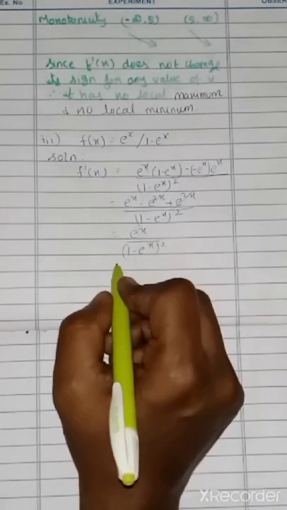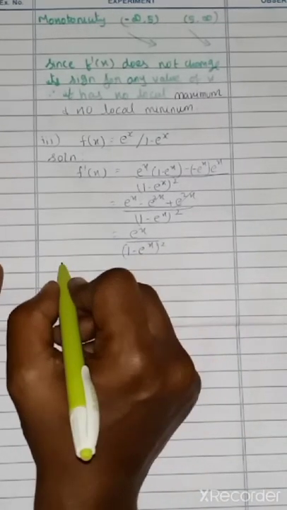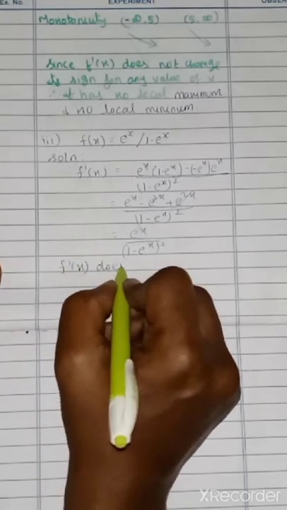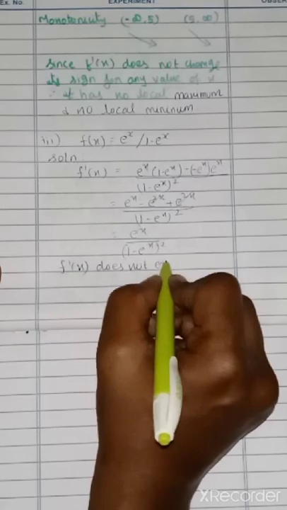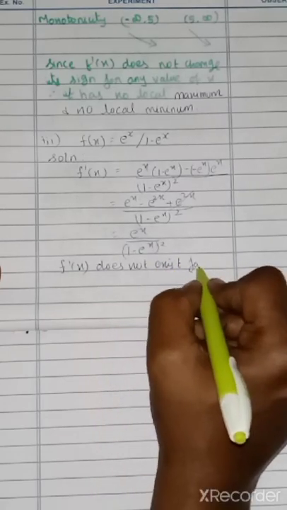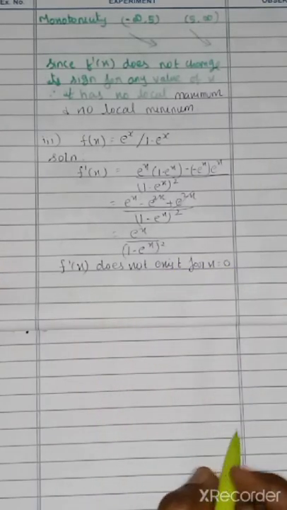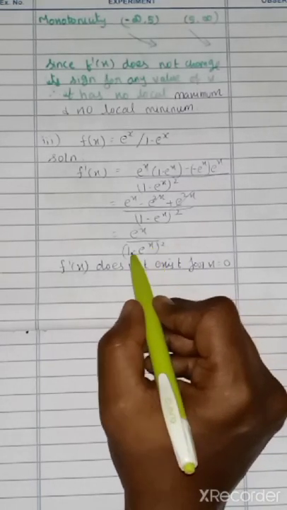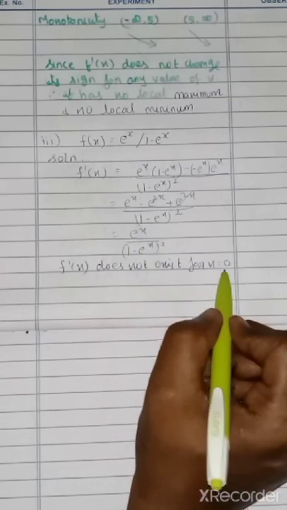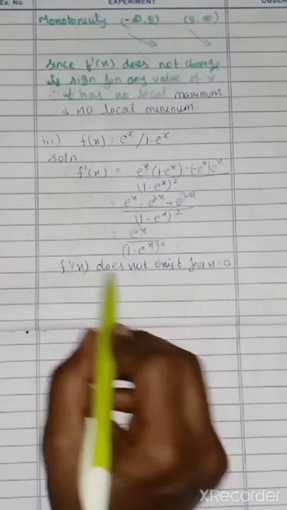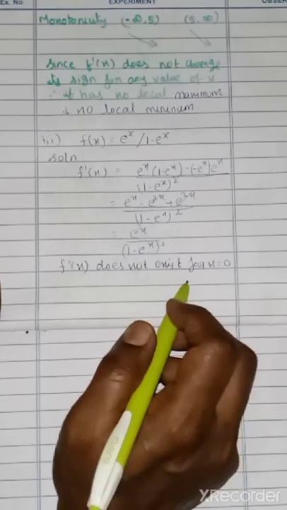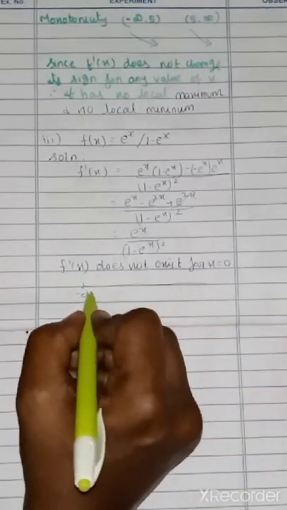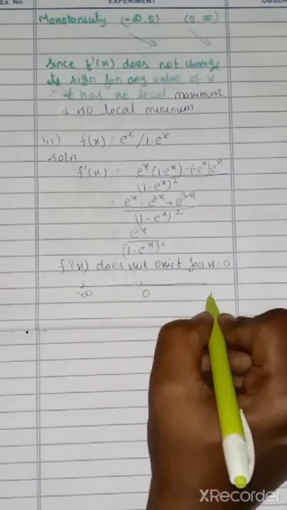Okay, now we have to find out the critical point. We have to substitute f dash of x equal to 0, right? So here f dash of x does not exist for x equal to 0. If you put x equal to 0, anything power 0 is 1. So 1 minus 1 is 0, 1 by 0 becomes infinity. Correct? So f dash of x does not exist for x equal to 0. So our interval is taken as minus infinity, 0, infinity.